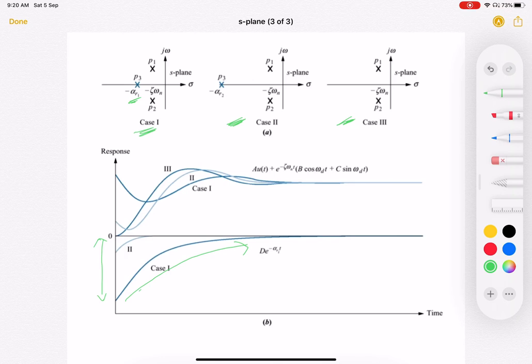Okay, let us take the third case first, because this will make it simpler. The third case is the one in which the third additional pole is very far away. So when it is very far away, the term corresponding to this, e to the power minus alpha r t, this alpha r is going to be very large. So this response is going to decay very fast, and it is not going to be visible. So the author has not drawn it here.